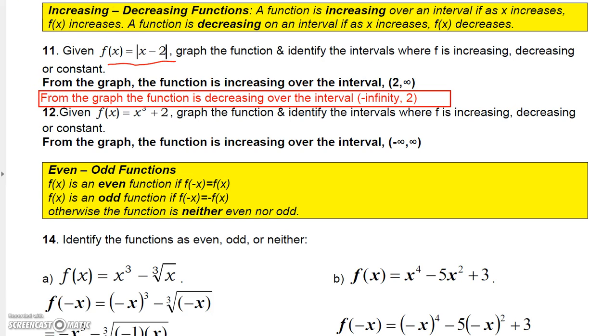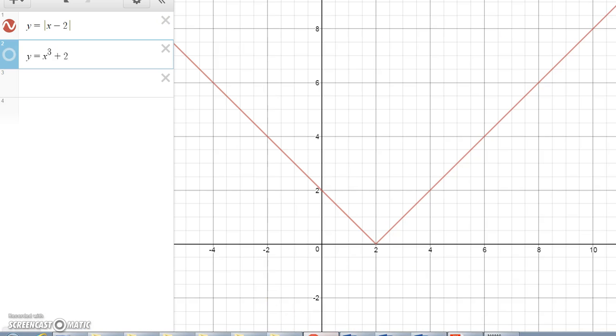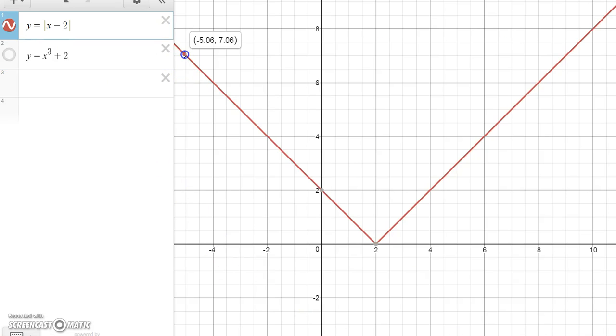So when I look at the graph here, we're going to see that the function is increasing from 2 to infinity, and the function is going to be decreasing from negative infinity to 2. Let me show you that. See, here is the graph. Notice that, let's say negative infinity is that way.